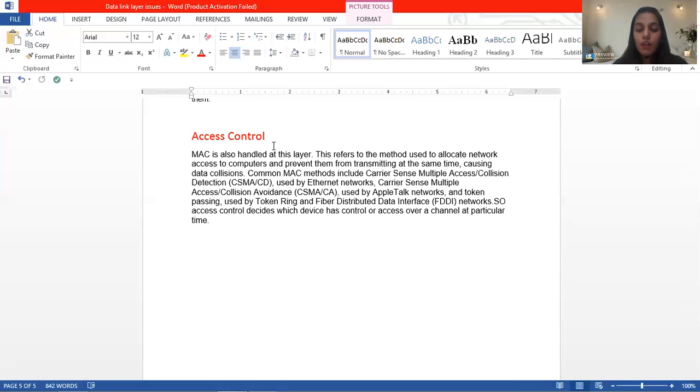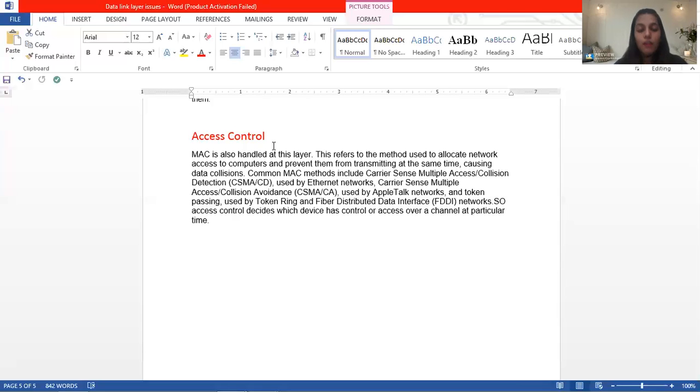If the same channel is shared by different devices at a particular time, it ensures that no data collisions are possible. So common methods include CSMA/CD, used by Ethernet networks, CSMA/CA, used by AppleTalk networks, and token passing, used by token ring networks. So access control decides which device has control or access over a channel at a particular time, so there are no conflicts and no collisions are possible during data transmission.